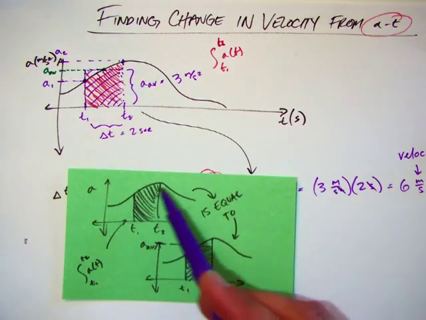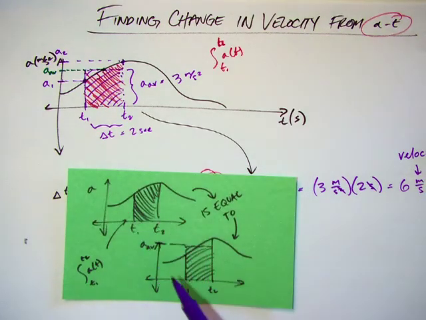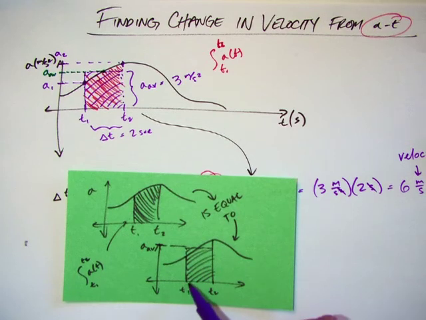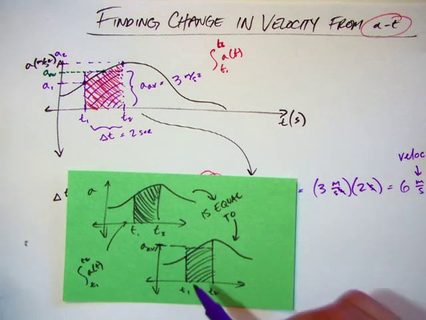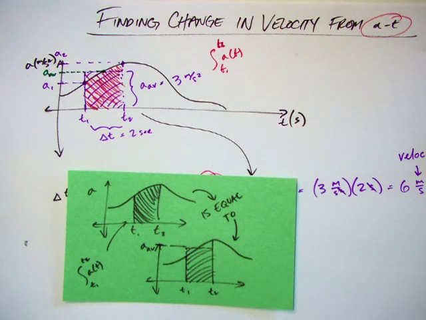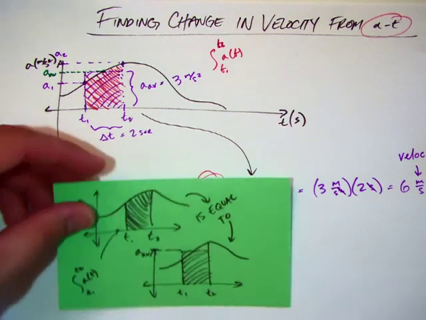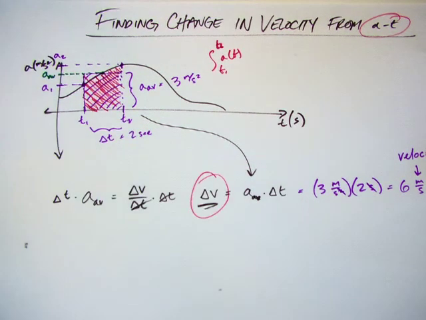The area under an AT curve from T1 to T2 is the same as the area of the box from T1 to T2 at A average. And when we find that area, we are finding the change in velocity of an object between those two periods of time.